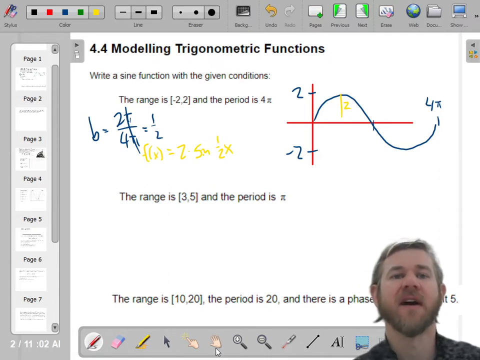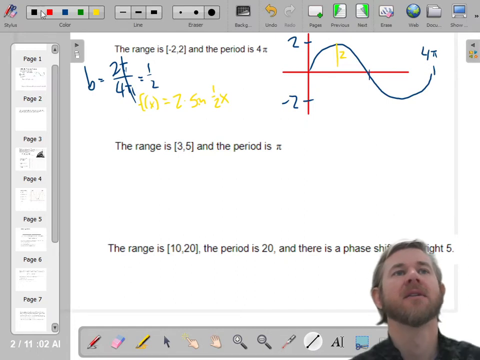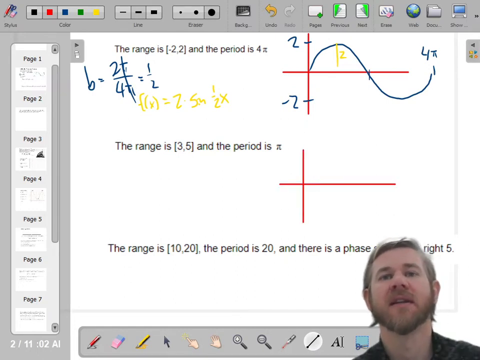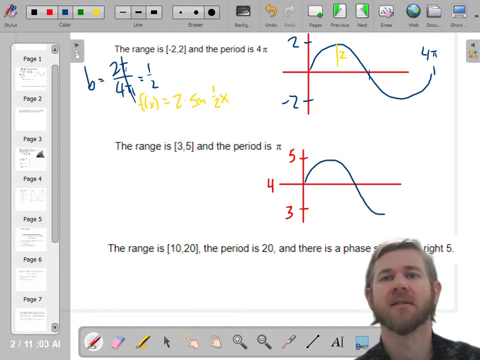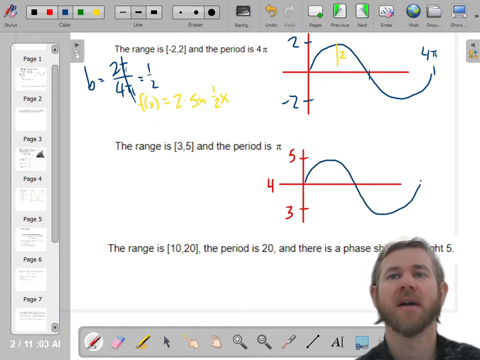Let's try another one. The range is 3 to 5 and the period is pi. So the range is 3 to 5. Let's sketch that out. Wait a minute. 3 to 5. 3 to 5. That means the middle is 4. Okay. And if it's a sine function, it's going to look like this still. The period is 1 pi.